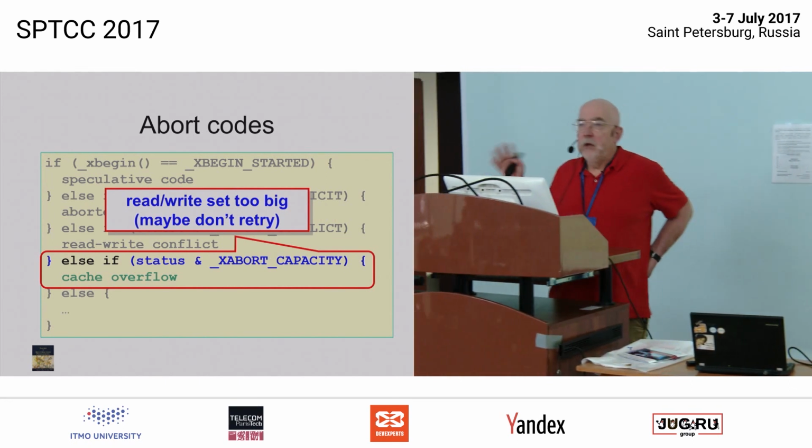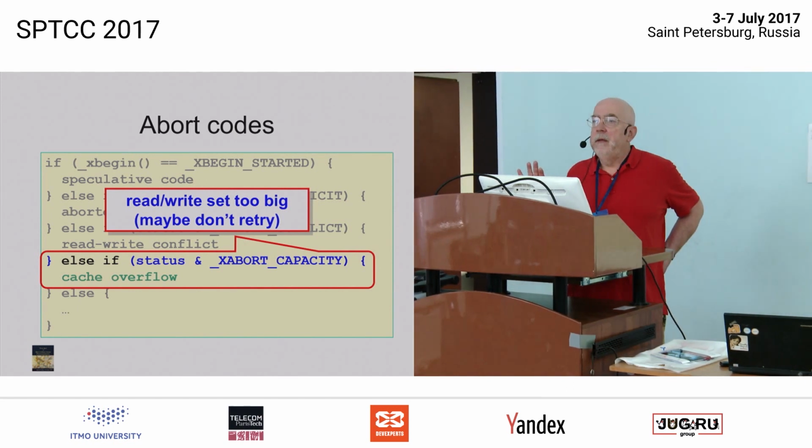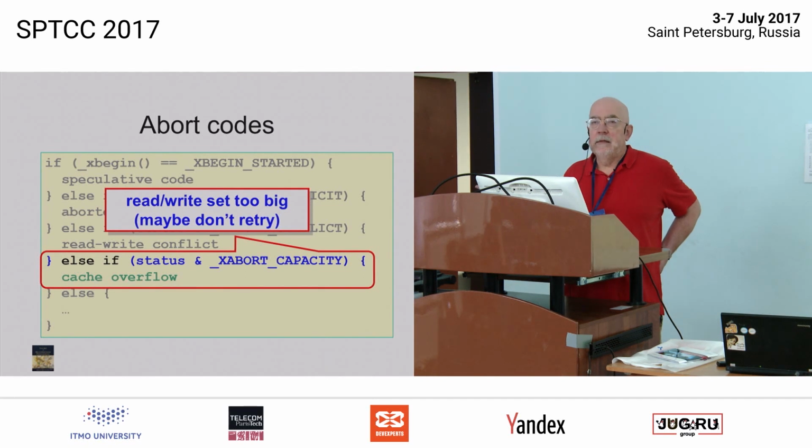You might not know how big your cache is. You might not control your compiler. Your compiler might be reading unnecessary things. But if it comes back and says that you had a capacity abort, then that says, well, you're probably better off doing something else, that a transaction is not going to succeed here.